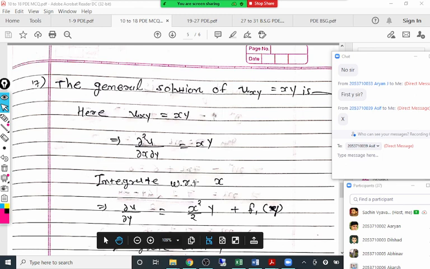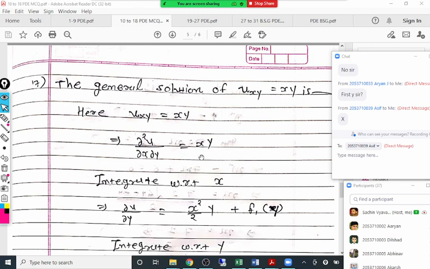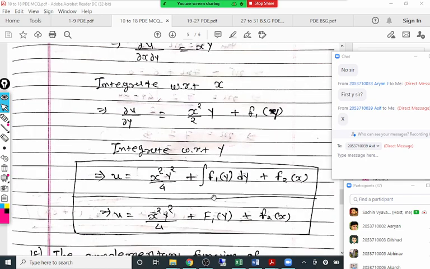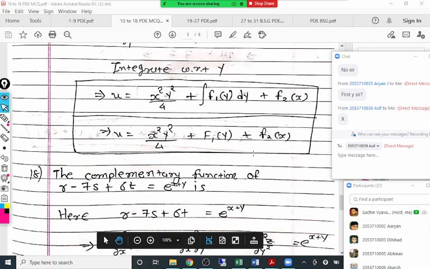17th, uxy equal to xy. We have to solve it. So dou 2u by dou x dou y is xy. First we have to integrate it with x. That's written correctly. And again we integrate with y now, and that is also correct. So this is the answer. Very good, Neil.